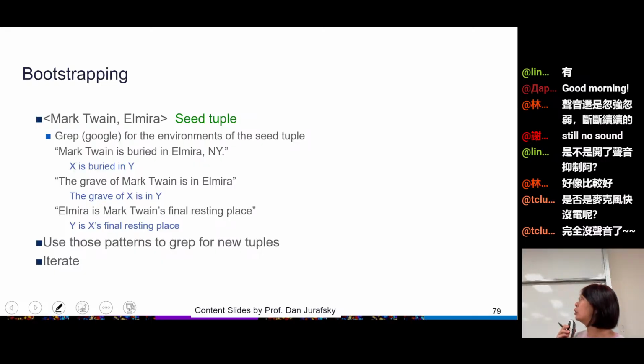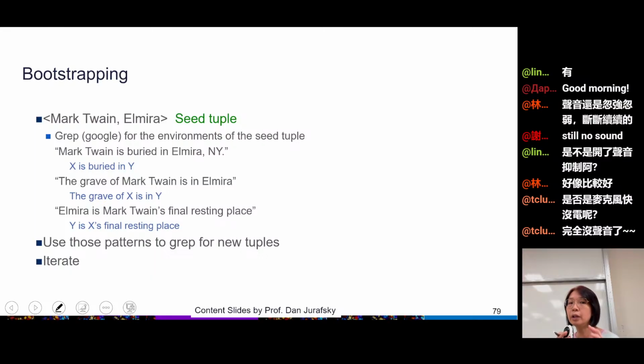Okay, so that's trying to show you an example of this wrapping mechanism. Assume today I have a seed tuple, Mark Twain, Elmira, the place where Mark Twain is buried. So I know my seed tuple talks about someone buried in a certain place. I don't know all the variety, so I can do one thing: take that seed tuple to a search engine and find the information that satisfies these two.